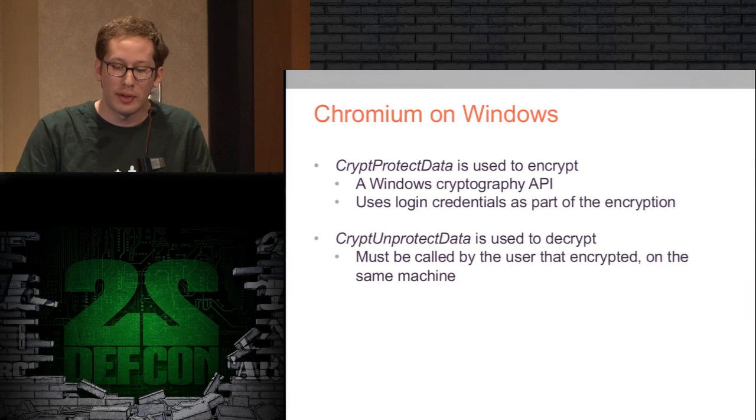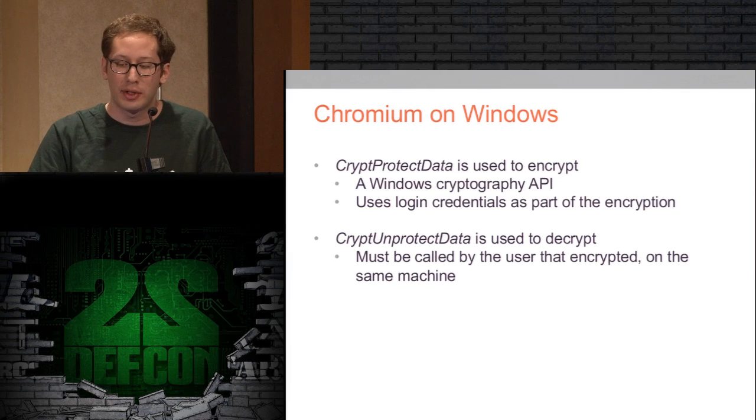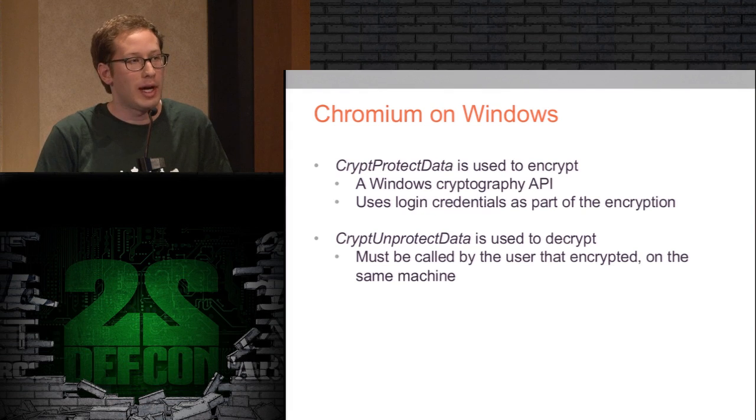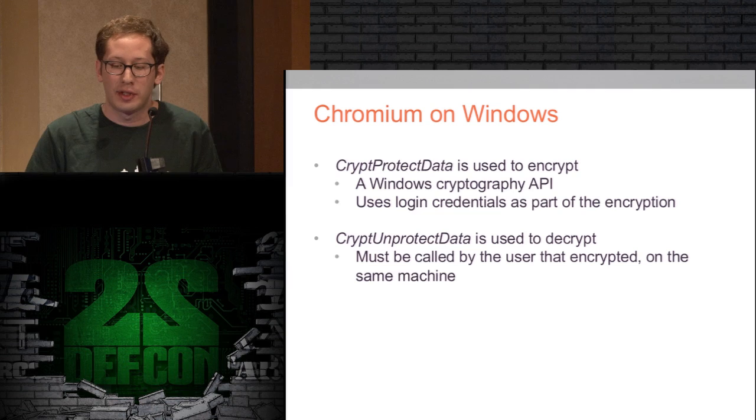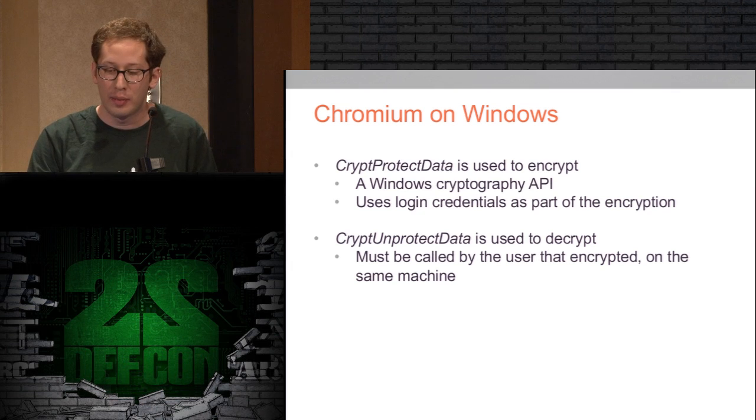Windows is encrypted, so it uses the CryptProtectData function to encrypt cookies for Chromium on Windows. And that's a Windows crypto API. So it's part of the sort of system library, it's standard stuff for Windows. And it uses login credentials as part of the encryption. So if you just have access to someone's computer powered off, you need their login credentials to decrypt the cookies. Whereas on Linux, that's not the case. You can just decrypt them on any machine. So CryptUnprotectData is sort of the twin function of CryptProtectData, and you must call it as the same user that encrypted on the same machine.